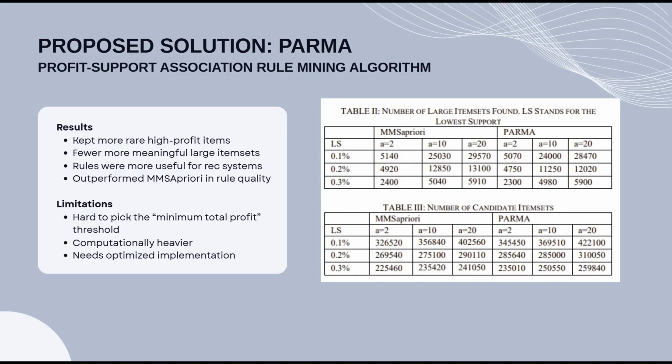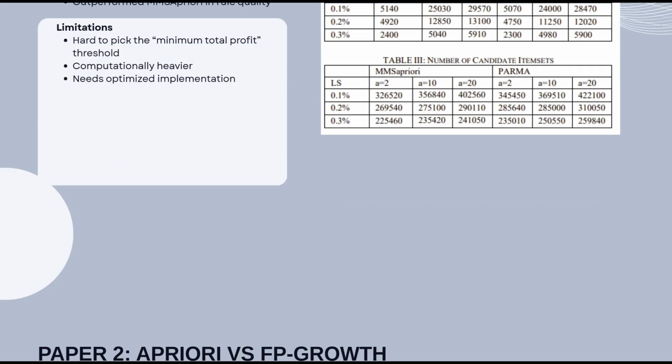So in terms of limitations, the first major one is choosing the right minimum total profit threshold, since this greatly affects the results. PARMA is also more computationally expensive and requires accurate profit data, which can change very quickly in real e-commerce environments. The authors suggest future work on improving parameter tuning and reducing runtime.